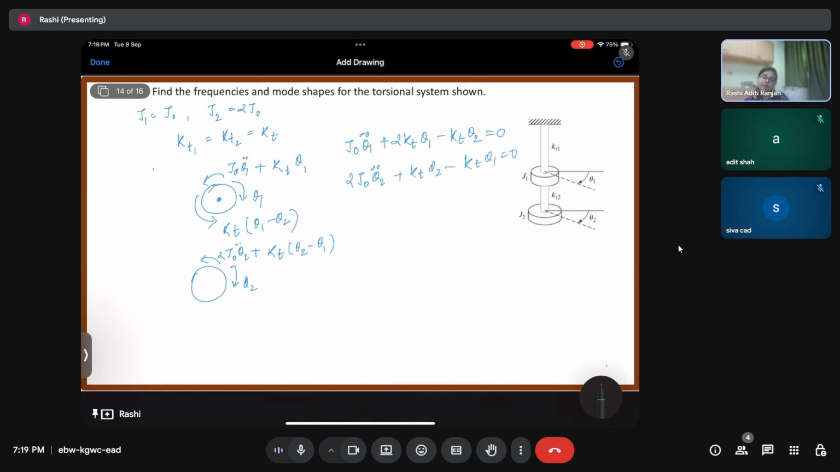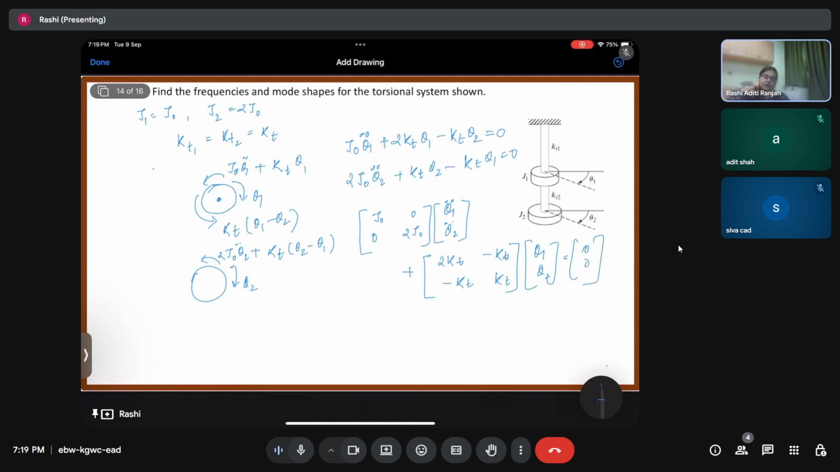So we can write it in the matrix form as [J naught, 0; 0, twice of J naught] times [theta 1 double dot; theta 2 double dot] plus [twice of kt, minus kt; minus kt, kt] times [theta 1; theta 2] equals [0; 0].